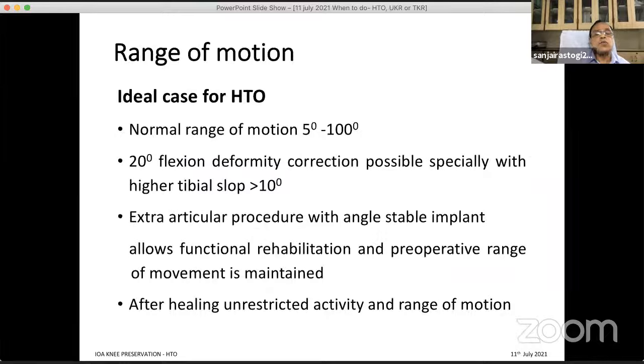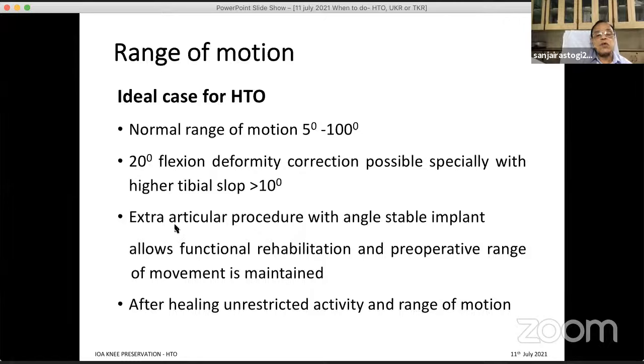The range of motion should be normal, 5 degrees to 10 degrees, but if there's a 20-degree flexion deformity, this can be corrected up to 20 degrees, especially in patients who have high tibial slope of more than 10 degrees. Otherwise, 10 degrees deformity can be corrected when the tibial slope is normal.